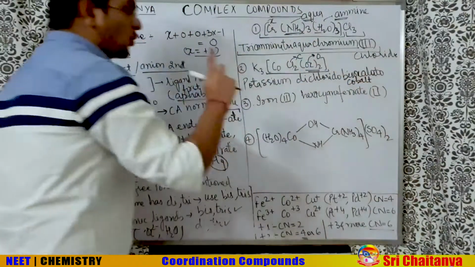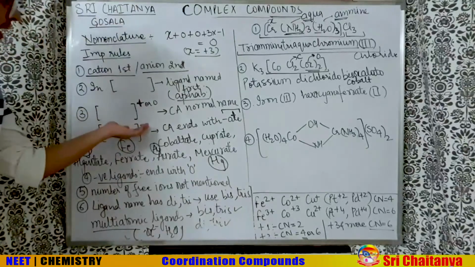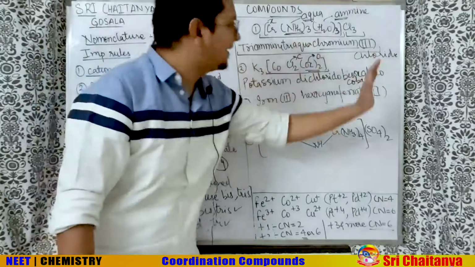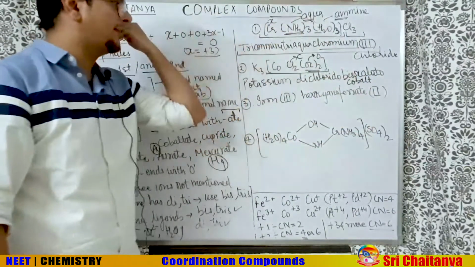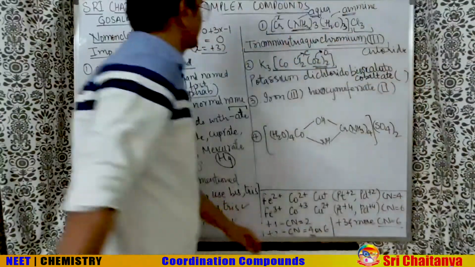Now, should I write cobalt or cobaltate? Let us check. If the box has a negative charge, the central atom name ends with ate. Look, the box is on the right side. If the box is on the left side, it is positive. Box on the right side, negative. So brother, the name has to end with ate. So cobaltate.